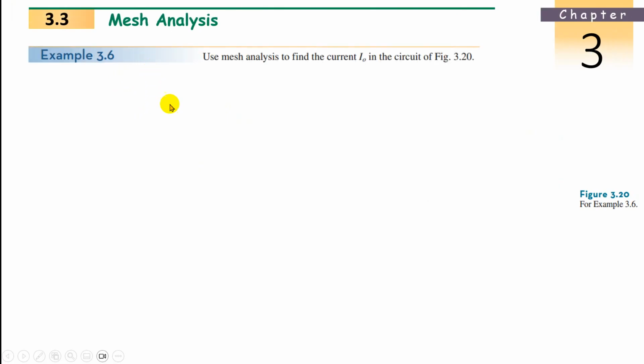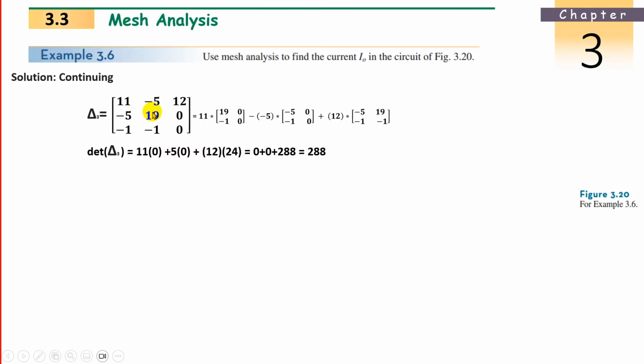Third matrix is 11, minus 5, minus 1, minus 5, 19, minus 1, 12, 0, 0 coming here. Now find the determinant: 11 and this matrix is 19, 0, 0, 0, minus 1, 0. Now minus 5 matrix is minus 5, minus 1, 0, 0. Now 12, the matrix is minus 5, 19, minus 1, minus 1. Find the determinant of these matrices and substitute here. You will get 288. So we got delta 1, delta 2, and delta 3.